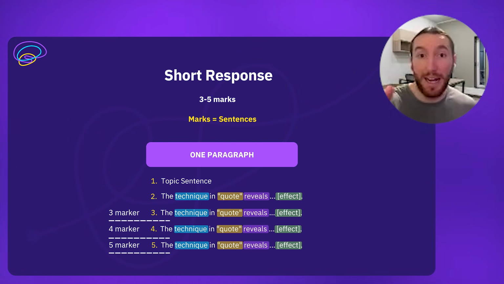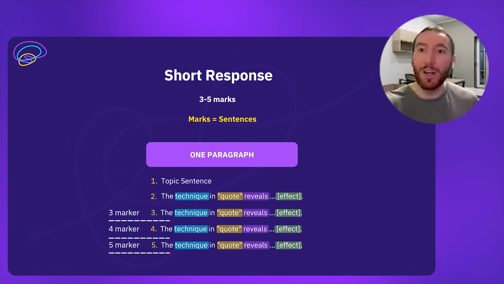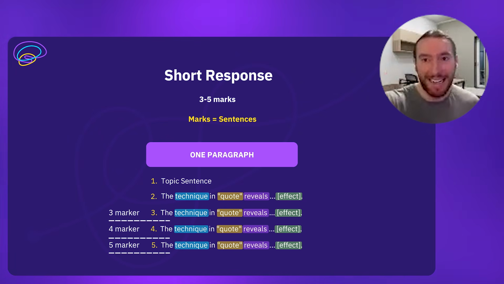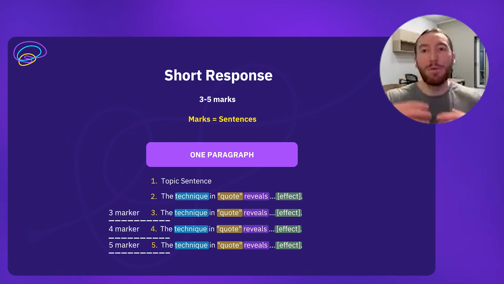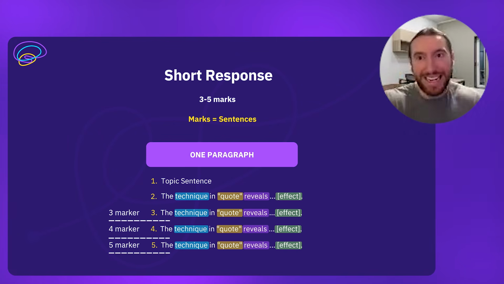Okay, make sure you understand the first sentence of your answer, a lot of people don't know this, should be a topic sentence, not a technique. Unless the question itself mentions a technique, then you should not mention techniques in your topic sentence. It should be responding to the question by breaking it down. Okay, so let's go through that now.